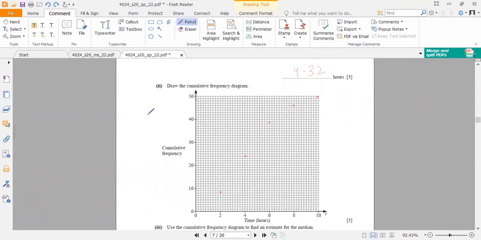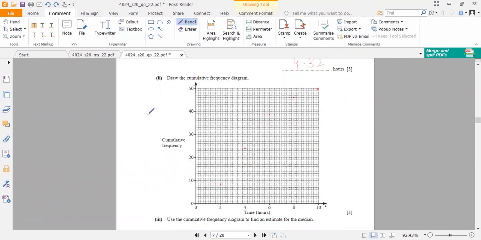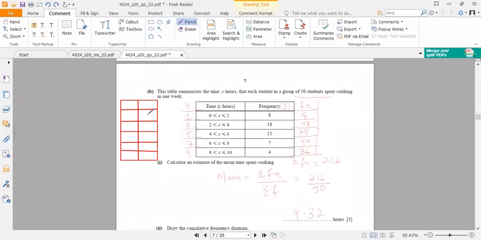Now come to the part 2. In this question, we need to draw the cumulative frequency diagram. For this, firstly, we need to draw a chart. For less than or equal to 0, obviously there is no frequency, so it will be 0. Less than or equal to 2, it will be 8. Less than or equal to 4, it will be 24. Less than or equal to 6, it will be 39. Less than or equal to 8, it will be 46. And less than or equal to 10, it will be 50.